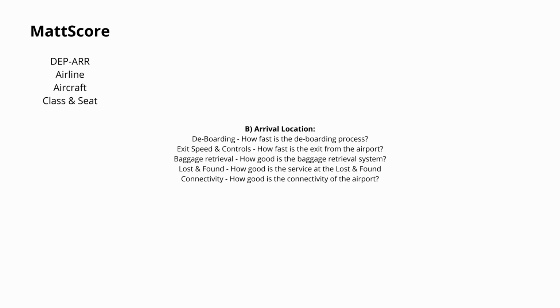Similar thing in reverse with the arrival destination. We look at the boarding process and the speed of it. Also, the speed exiting the airport and the controls. If we travel with checked-in luggage, we will also look at the baggage retrieval area and process, and in worst case scenario, also at the lost and found. Lastly, the connectivity of the arrival airport with the surrounding area.